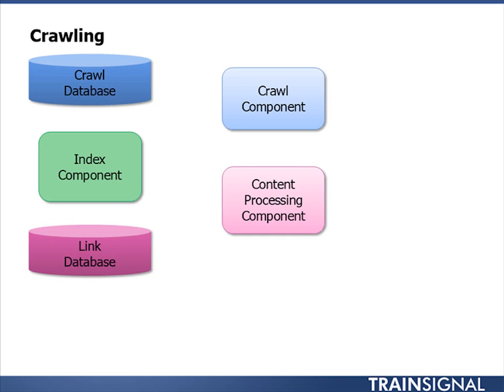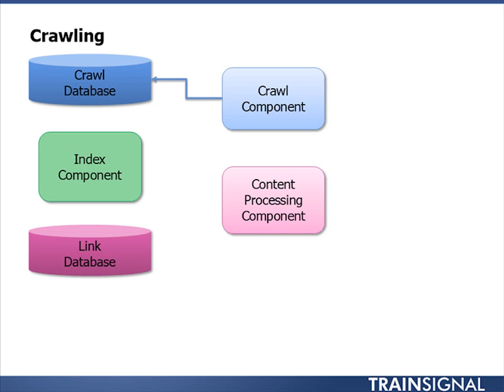Now what you're going to notice here is that I've got everything laid out. We've got the crawl component up top. We've got our content processing component down below. We've got our crawl database, our index component, and our link database. Now, when crawling is about to take place, what our crawl component is going to do first is go talk to the crawl database and figure out what to crawl next.